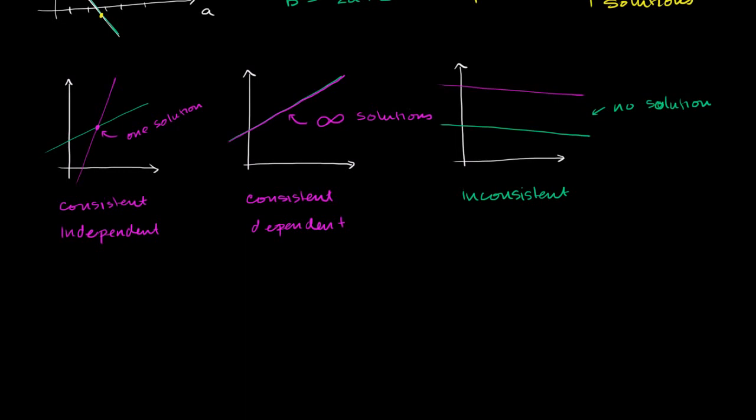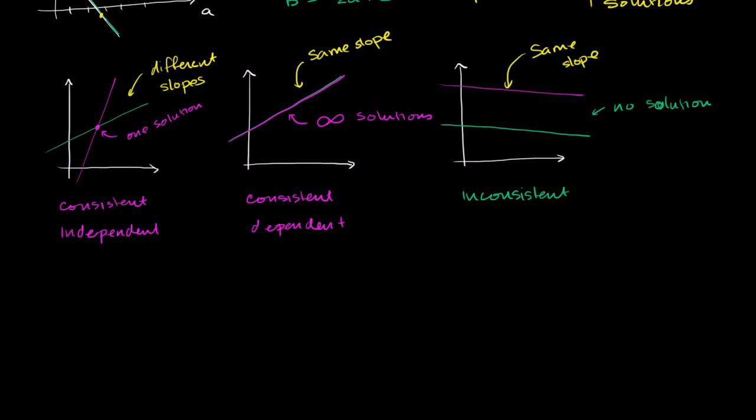And if you wanted to think about what would happen, just think about what's going on here. Here you have different slopes. And if you think about it, two different lines with different slopes are definitely going to intersect in exactly one place. Here they have the same slope and same y-intercept, so you have an infinite number of solutions. Here you have the same slope, but different y-intercepts, and you get no solutions.